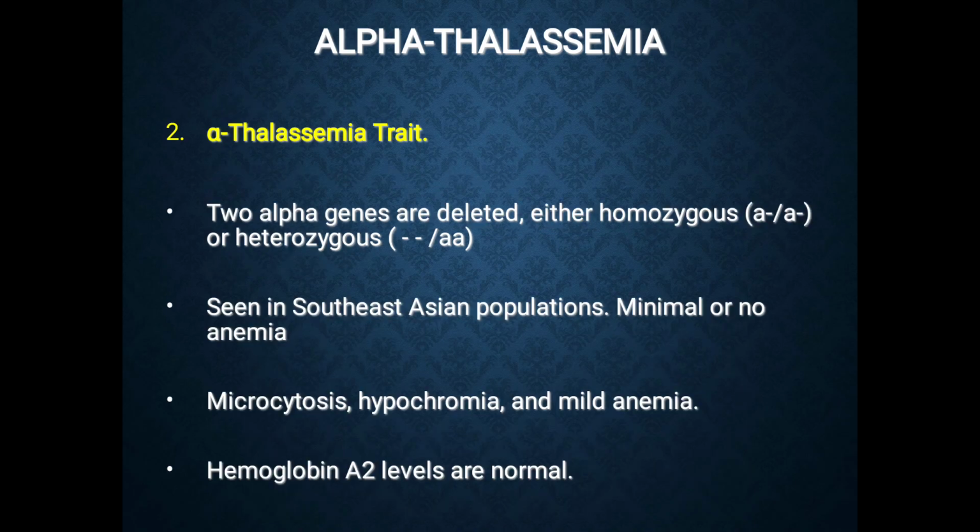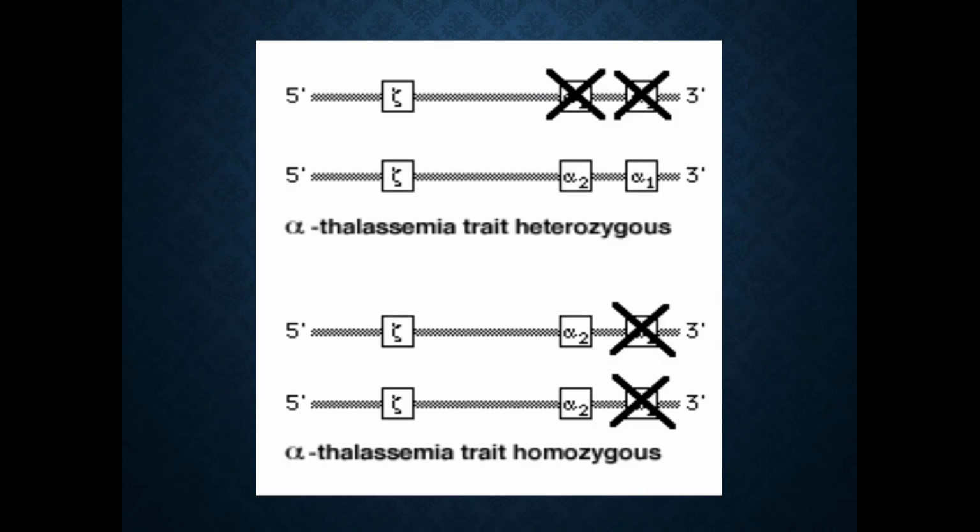Coming to alpha thalassemia trait, there will be deletion of 2 genes. So there can be deletion of alpha and normal alpha, that is homozygous. In heterozygous, there will be deletion of the first two genes and the last two genes will be normal. Both of them will have similar clinical features. This is most common in the Asian population. They'll have microcytosis, hyperchromia and mild anemia, and HbA2 levels are commonly normal.